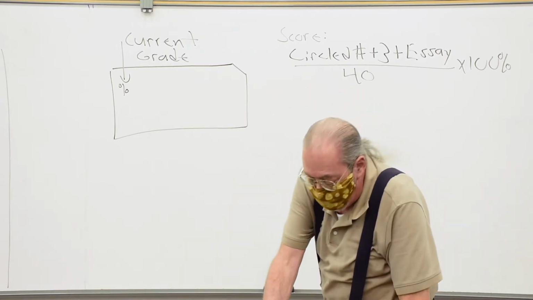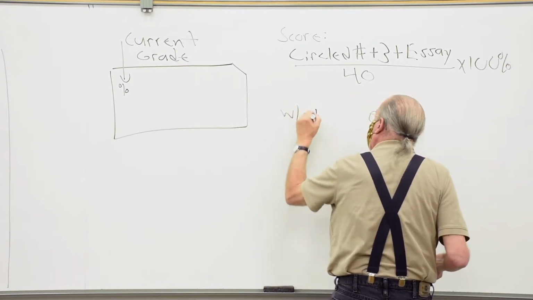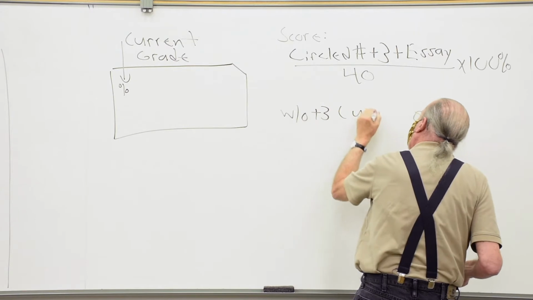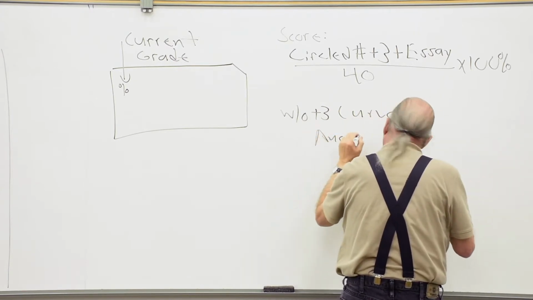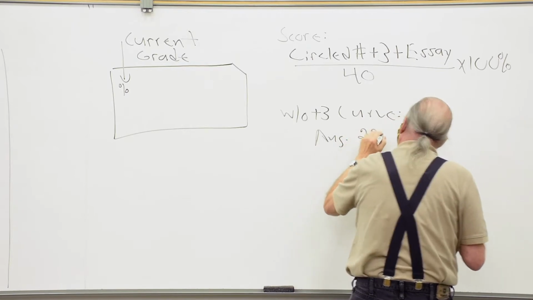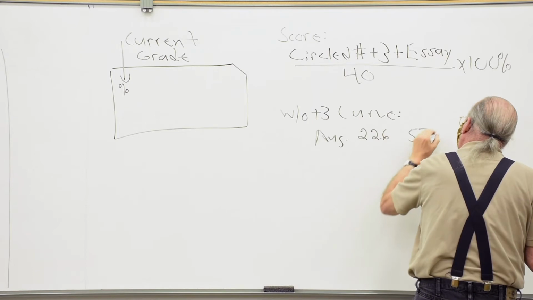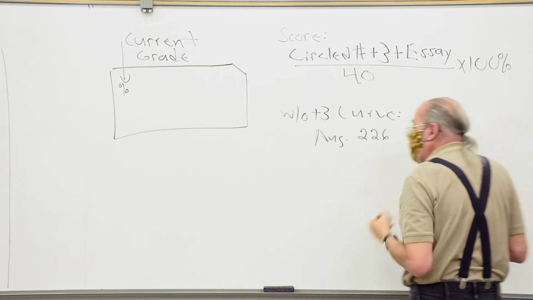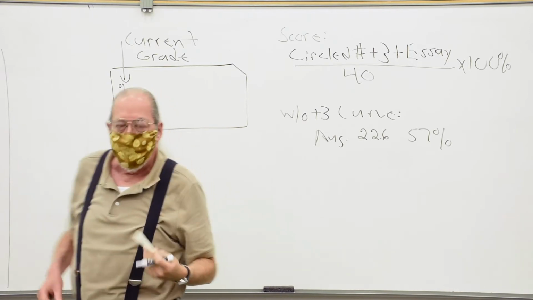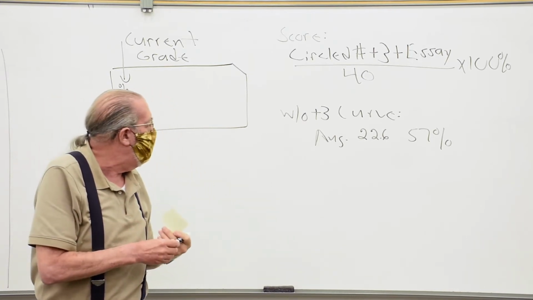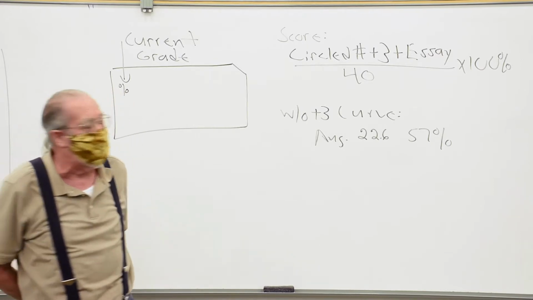I am happy to say that without the plus 3 curve, the average was a 22.6 or a 57%. Now that might seem bad. That's typically what I see during the first test in the normal semester.